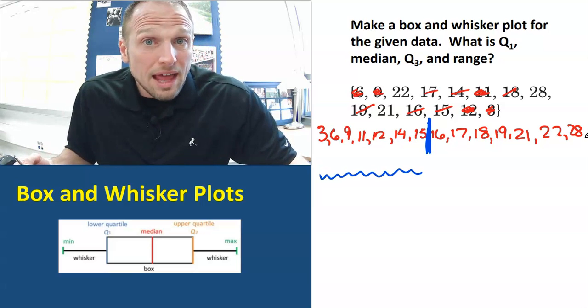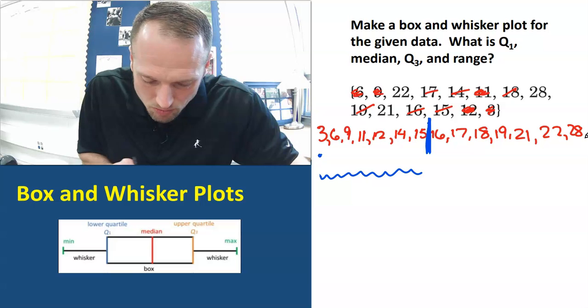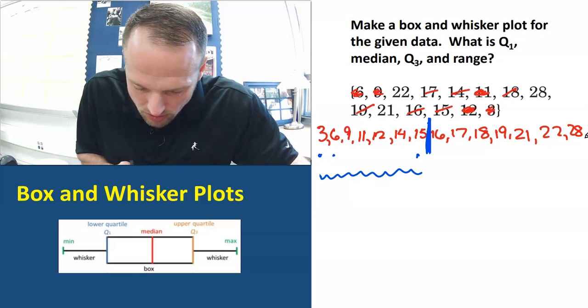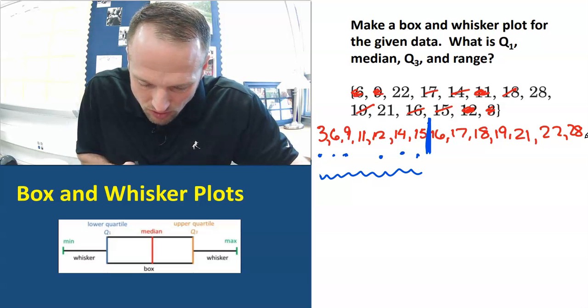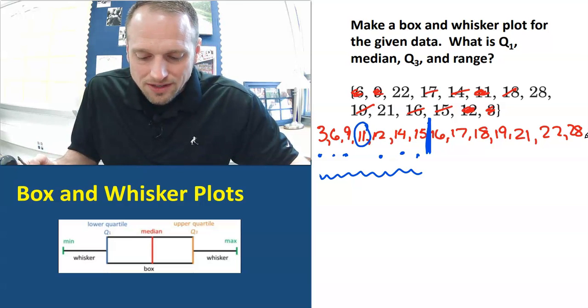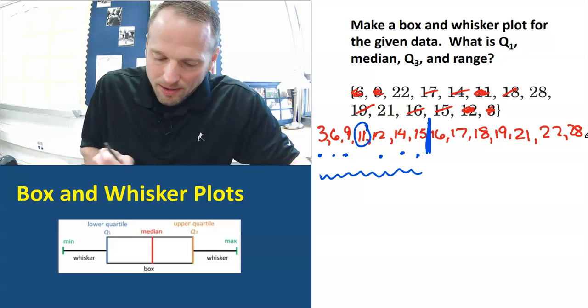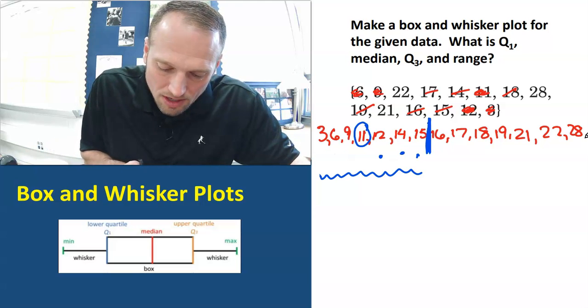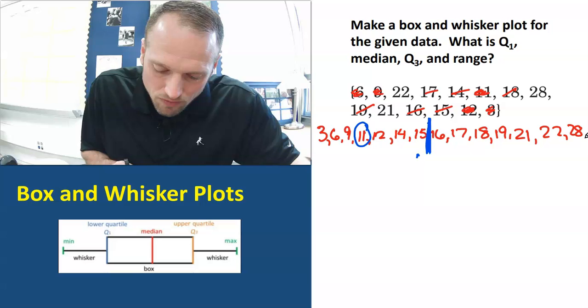Next thing I'm going to do, I'm going to come down to this bottom part and find the middle of that. Let's do the same thing. Smallest, largest, smallest, largest, smallest, largest, and I'm left with 11. Well, that's fantastic. I'm glad there was just one there. That makes it kind of easier. So I'm going to circle my 11 so I don't forget that.